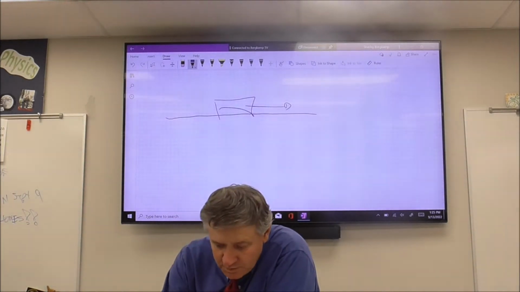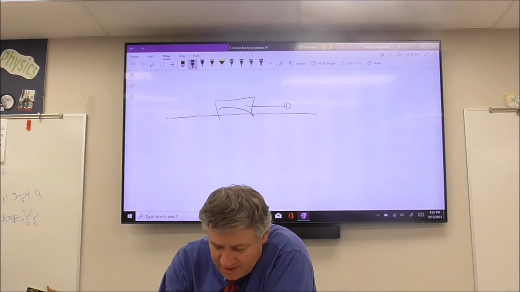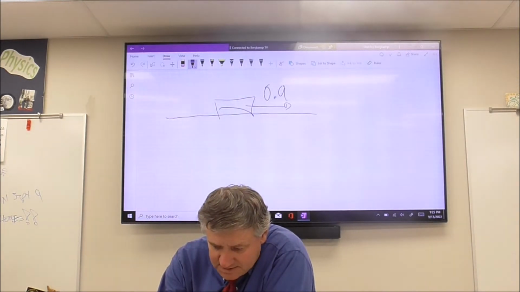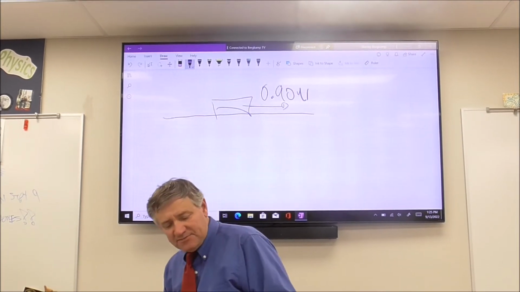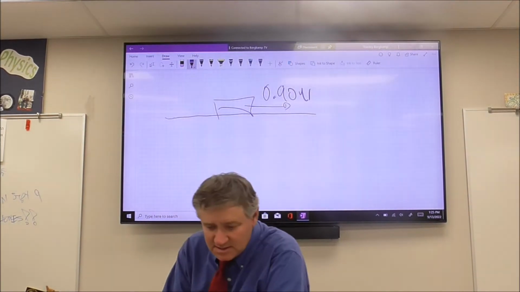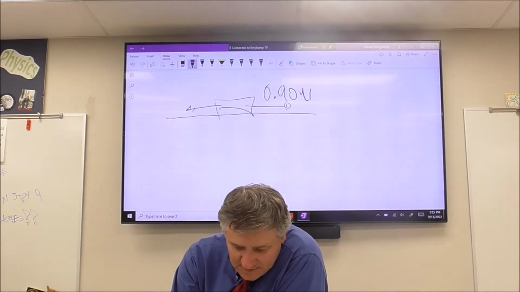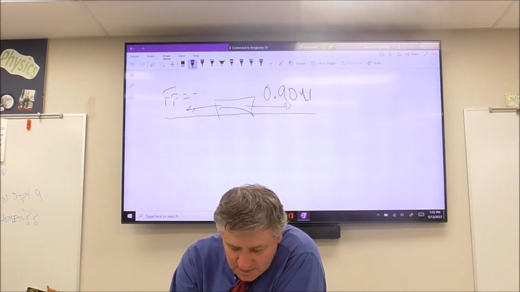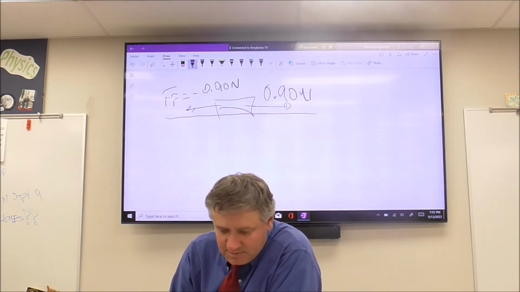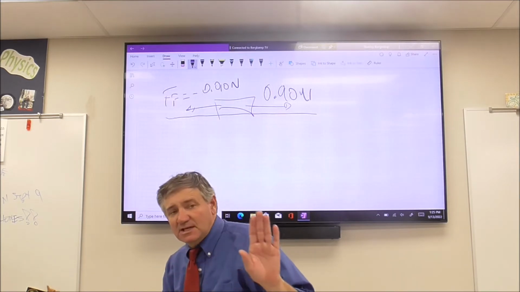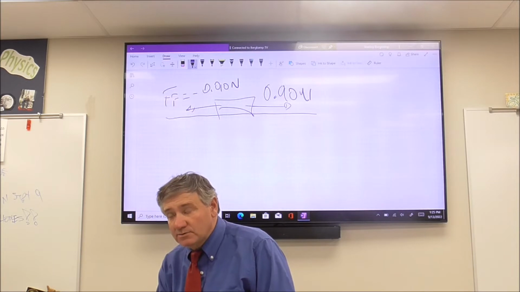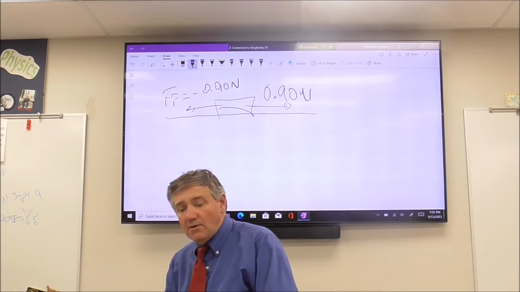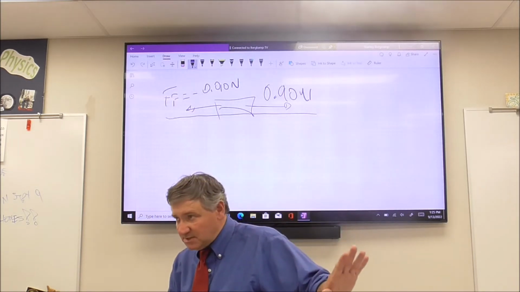So when you pulled that force, let's say it was 0.90 newtons, that was your applied force. That's how much force it took to move it at a constant velocity. What that means is that the frictional force is negative 0.90 newtons, okay? And again, this is not Newton's third law. All this is saying is that this system is in equilibrium.